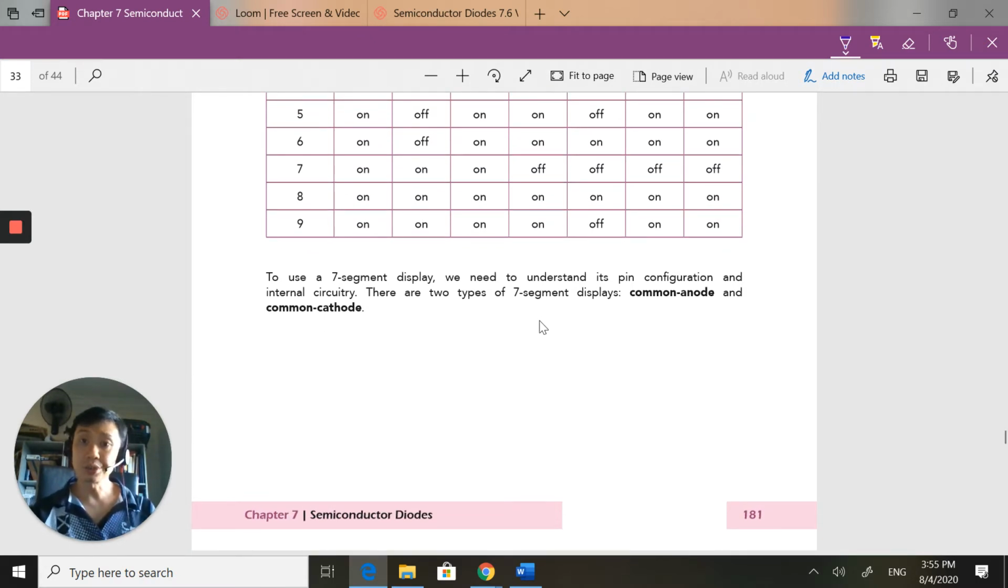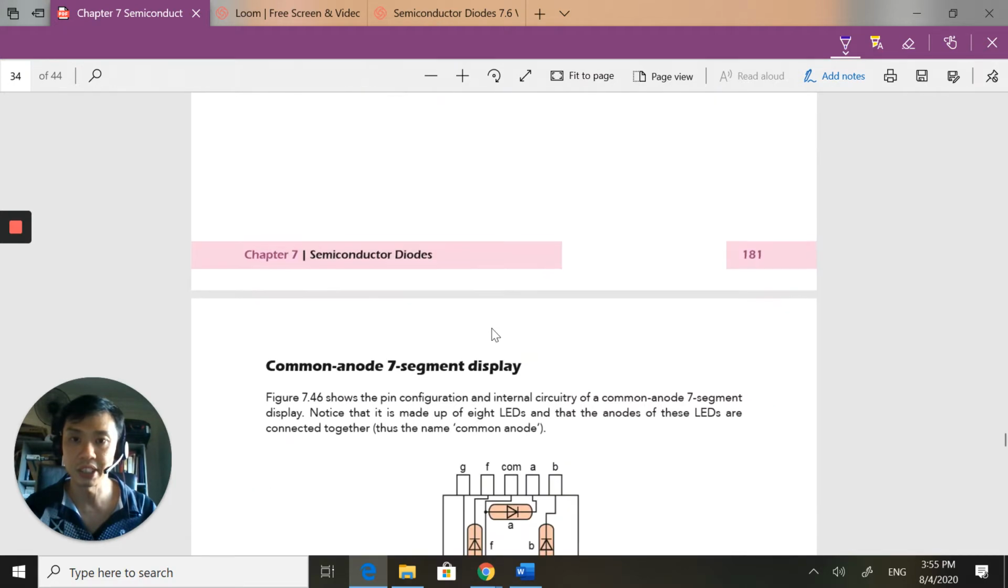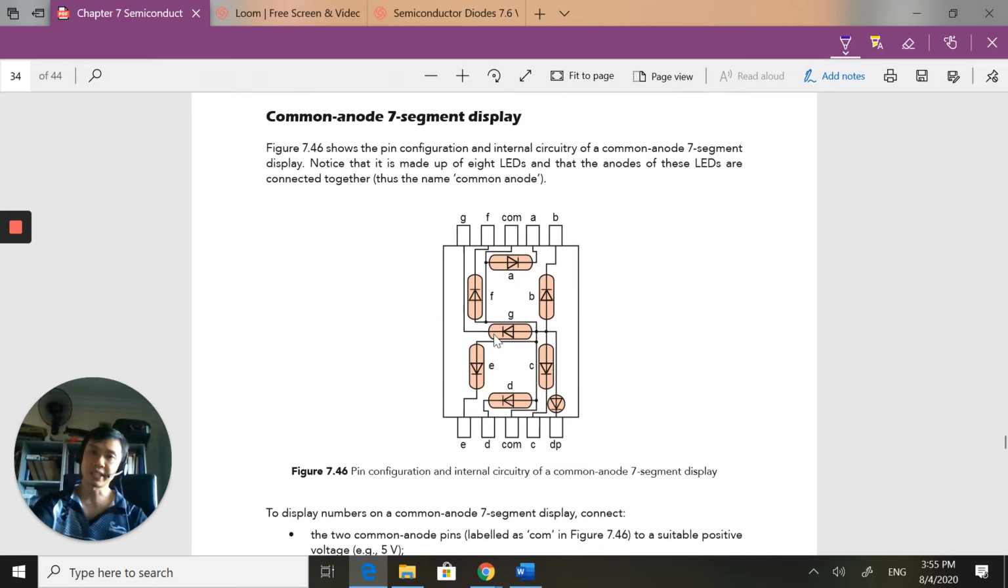So there are 2 types of 7-segment displays that we have. One is called the common anode, and the other is called the common cathode. You have to understand its pin configuration and the internal circuitry and how it works. So take a look at the common anode first. You look here, there is something called a common there.